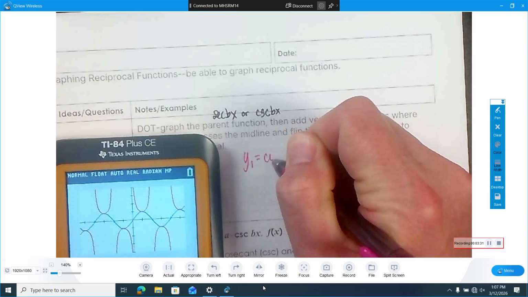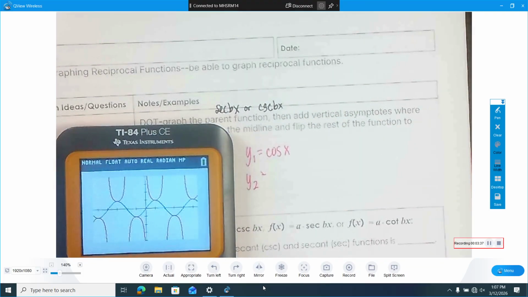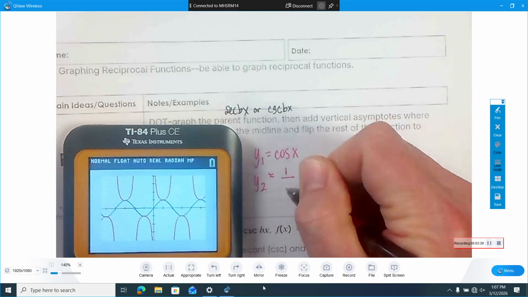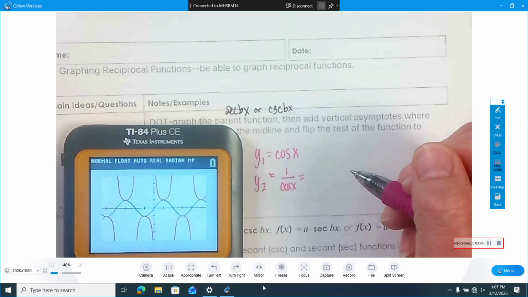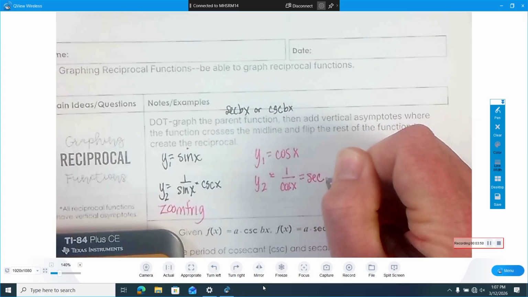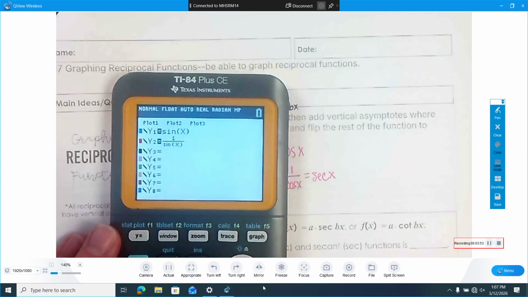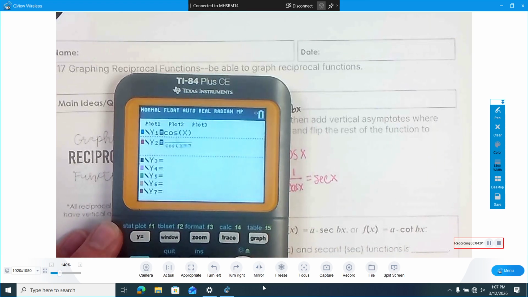So let's look at, in y1, cosine of x. And in y2, we want to do the reciprocal, which would be 1 over cosine of x. What is the reciprocal of cosine? Secant. Yeah, secant. So let's go back to y equals. We're going to type in cosine of x, and then 1 over cosine of x. And then again, you can do zoom trig.